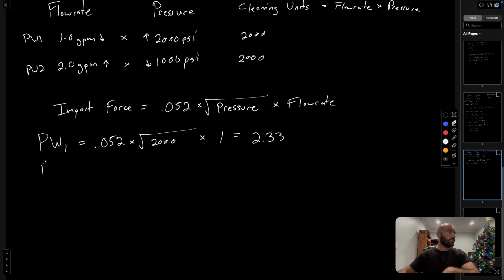Now, if we look at pressure washer 2, that equals the same formula, 0.052 times the square root of 1000 psi times 2 gallons per minute. That comes out to 3.29.